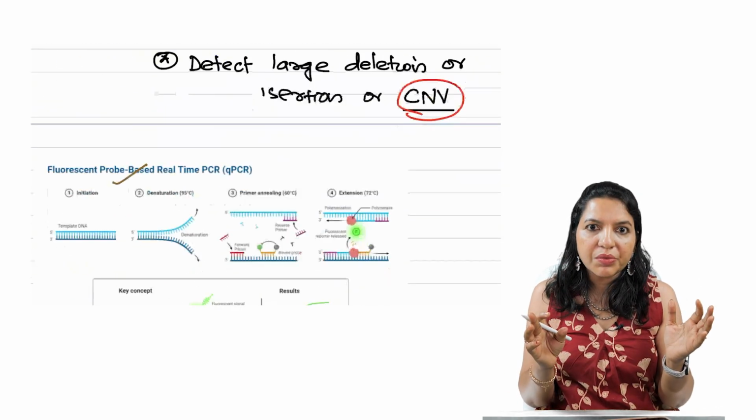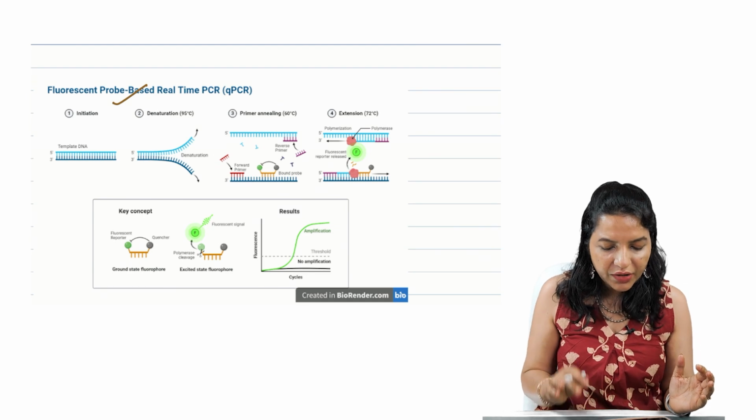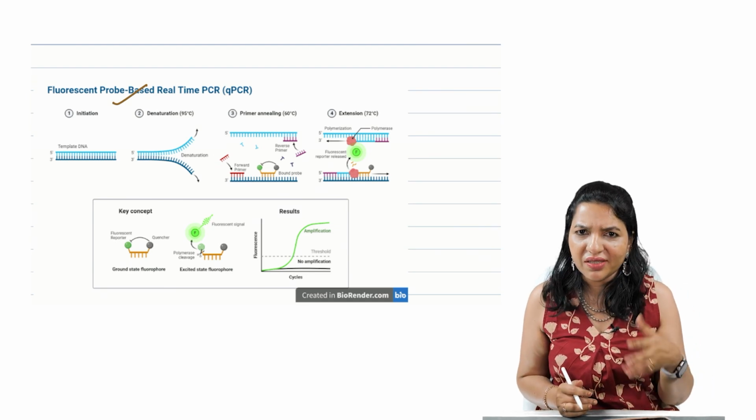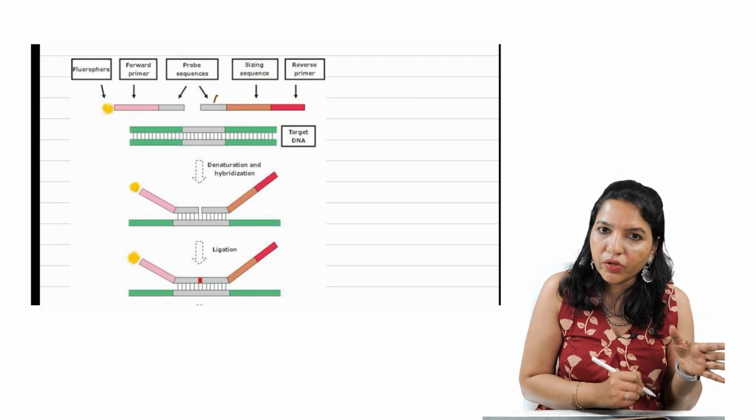Now I will show you some images where aneuploidy detection is used. Number one, if you see this image, can you tell me what this is? Yes, this is very simple. It is real-time PCR, otherwise QF-PCR.